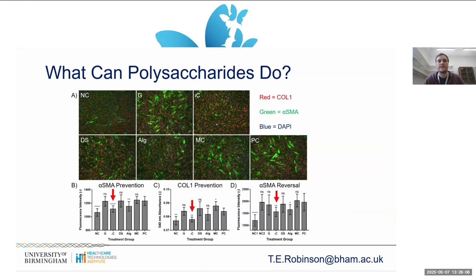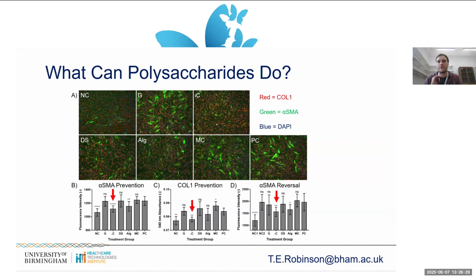Essentially, hopefully you can see, NC is negative control, no TGF-beta, happy fibroblasts. PC is TGF-beta with nothing else, myofibroblast formation. And then you can see that some of these different polysaccharides have started to lower some of those signals. You can see it in this image, the IC image, third along from the top.